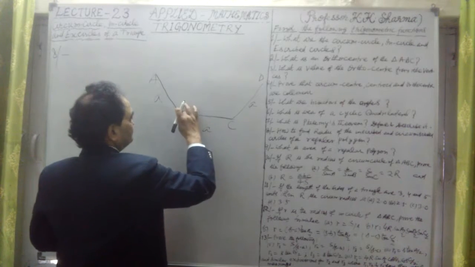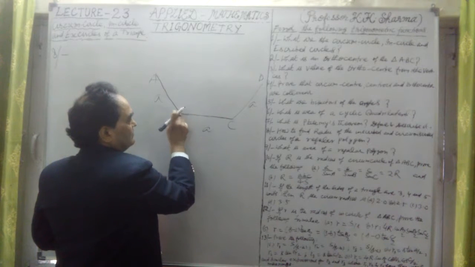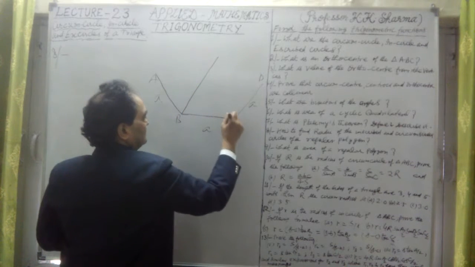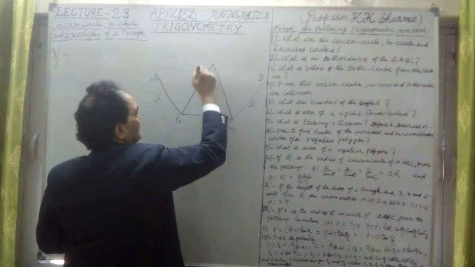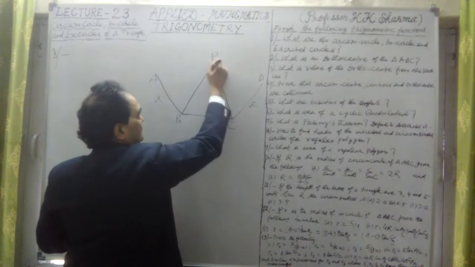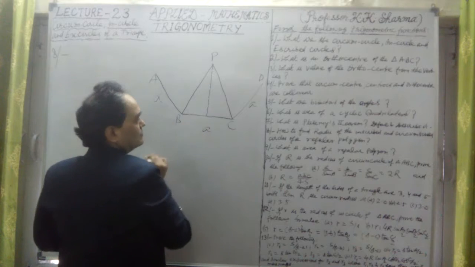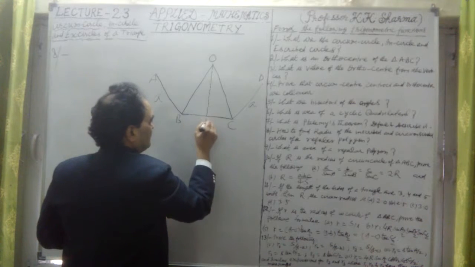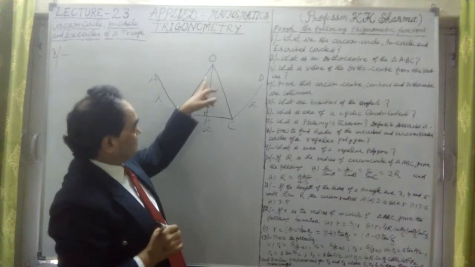Now, if I draw the angle bisector of this angle and the angle bisector of this one, they meet at a point. Let me take this point as O, and let me take P here. If I draw a perpendicular from here, OP is the perpendicular we have drawn. Now this is the angle bisector here.